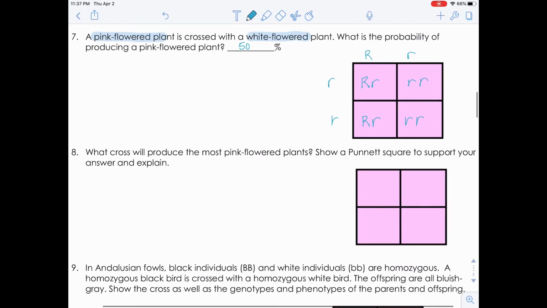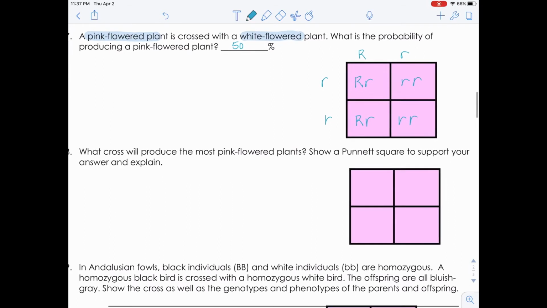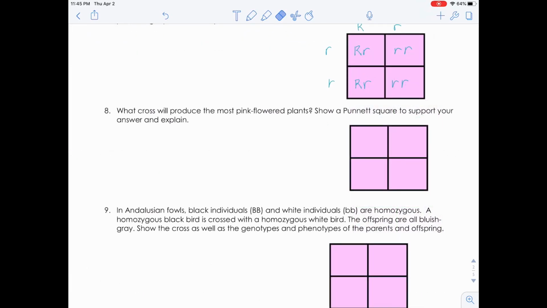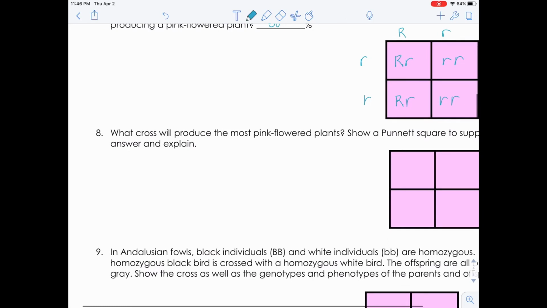Number 8. What cross will produce the most pink flower plants? Show a Punnett square to support your answer and explain. Okay, in order to solve this question, to produce the most pink flower plants, we need to know that our goal is to get the offspring's genotype to be big R, small r. And since the offspring gets one allele from each parent, we need to make sure that one parent provides the big R allele and one parent provides the small r allele.